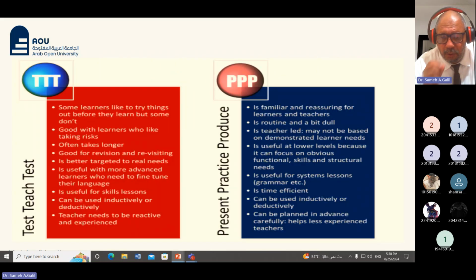And here we have a comparison between the TTT approach and the PPP approach. I would like you to reflect, to look at those differences and look at the benefits and the drawbacks of each one of them. I'll give you a couple of minutes, not a couple of minutes because it's big and it needs processing and reflection. I'll give you 4 minutes for that. Go ahead.